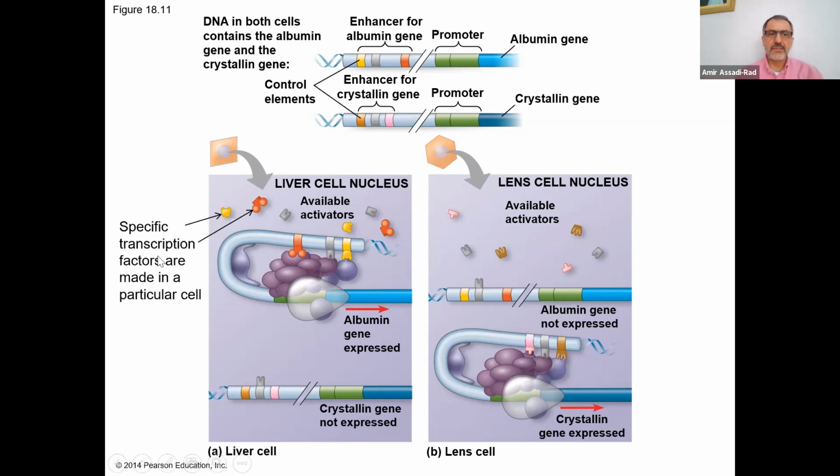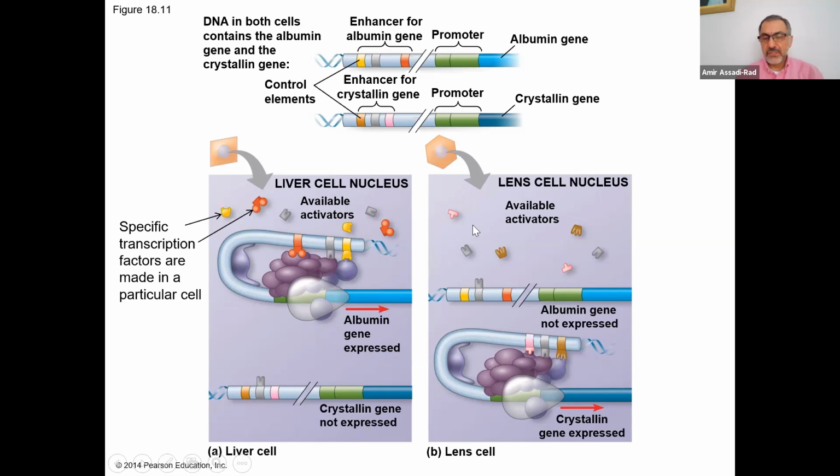Right here, specific transcription factors are made in particular cells. These protein molecules are made in liver cells, and then the transcription of the albumin, a protein molecule your liver makes, is expressed because of these. These are the activators, if you would. Specific transcription factors are made in particular cells.